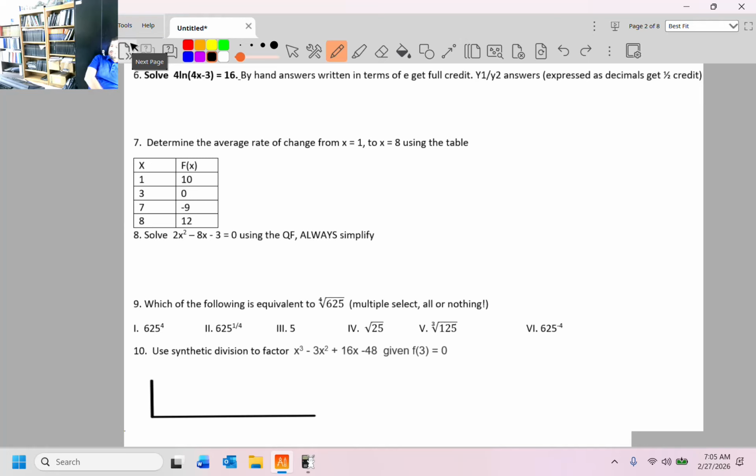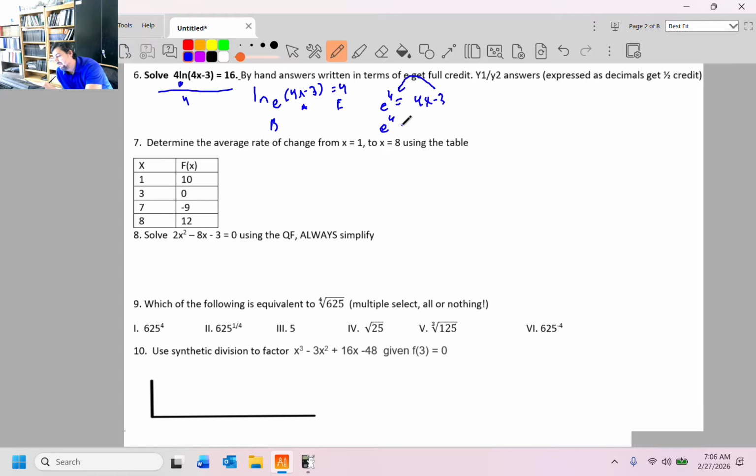Solve for natural log of 4x minus 3 equals 16. Of course, if you see an ln, it is understood that the base is e, but before we even worry about that, we need to divide that 4 out. So the natural log with an understood base of e, argument 4x minus 3 is now 4. And we're just going to convert here. We have a base, we have an argument, we have an exponent. So e to the 4th is 4x minus 3. Add 3 to both sides. E to the 4th plus 3 is 4x. Divide by 4, e to the 4th plus 3, sitting pretty over 4, is my x value.